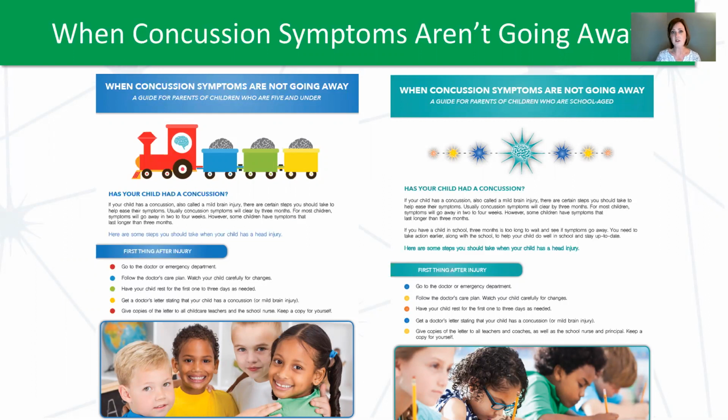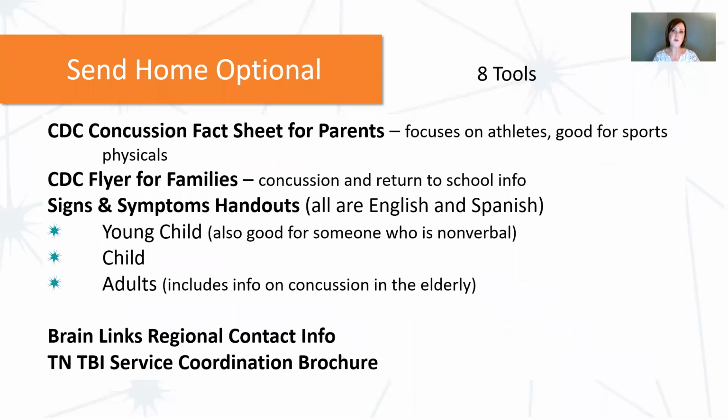So we have 2 versions, and you just pick the age-appropriate version for the patient. The one with the train on it is for kids who are 5 and under, and then the other one is for children who are school-aged. And the school-age one goes into a little more detail about return to school, 504 plans, and IEP, things that a parent might not know if they didn't need to know these things. They both have great local and national resources as well. Then we're going to look a little bit further at some optional send home items.